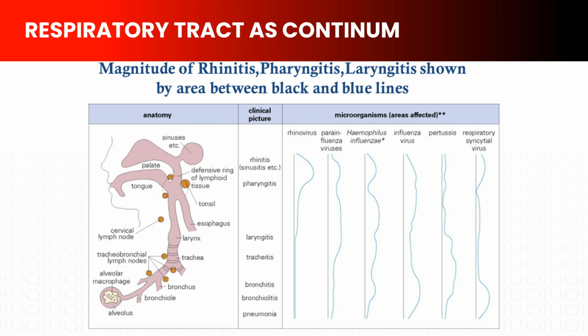This concept is particularly important when we discuss conditions like croup, or laryngotracheobronchitis, where inflammation extends from the larynx through the trachea to the bronchi. Understanding this anatomical continuum helps us anticipate potential complications and understand why certain infections tend to occur together. The shared mucosal lining throughout the respiratory tract also means that similar defense mechanisms operate throughout, including mucus production, ciliary action, and local immune responses.